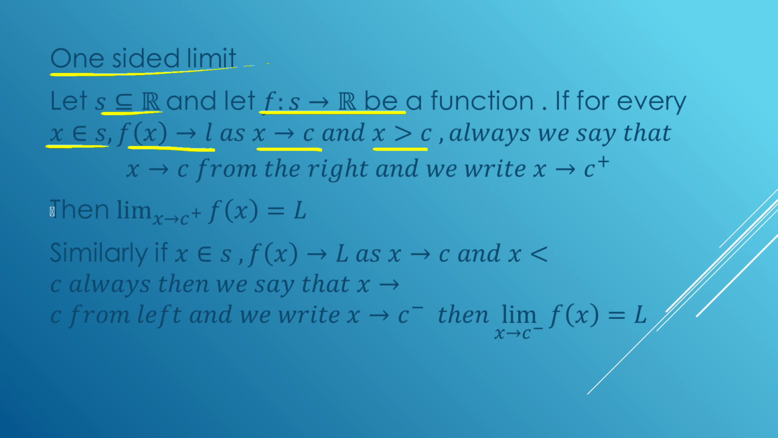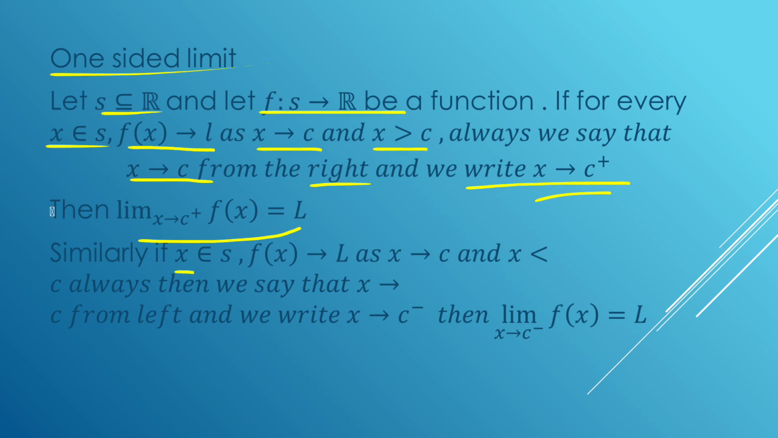we say that x tends to C from the right, and we write x to be positive. So it's from the right, because in this case our x is greater than C. Therefore, we are saying that this is positive, it is right. We write it as x tends to C plus. Therefore, we write the limit as x tends to C plus, that's the right side, of f(x) equal to the limit.